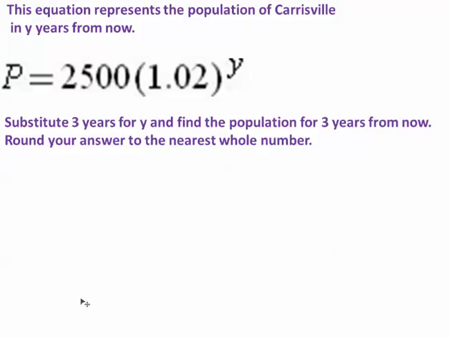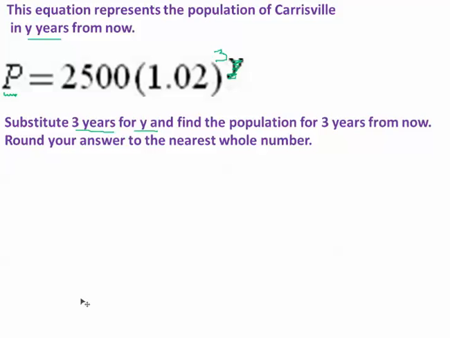We have one more little formula that we want to plug into. It looks really complicated at first, but it's very straightforward and easy. And actually, this equation represents population. So what is the population each year, Y years from now? So if we substitute 3 years for the Y, we'll find the population 3 years from now. So we take this out, put this in. I can pop that right into my calculator, 2500.